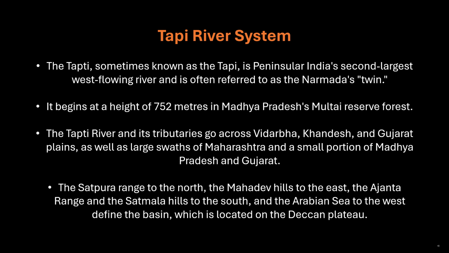Tapi River System. The Tapti, sometimes known as the Tapi, is peninsular India's second-largest west-flowing river and is often referred to as the Narmada's twin. It begins at a height of 752 meters in Madhya Pradesh's multi-reserve forest. The Tapti River and its tributaries go across Vidarbha, Khandesh, and Gujarat plains, as well as large swaths of Maharashtra and a small portion of Madhya Pradesh and Gujarat.